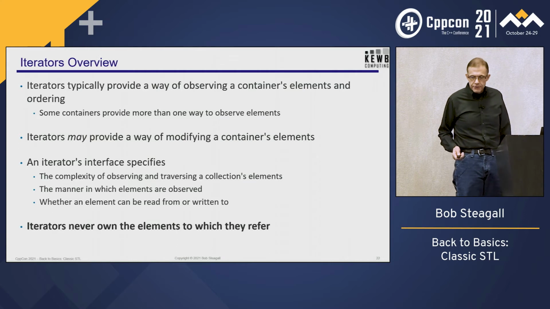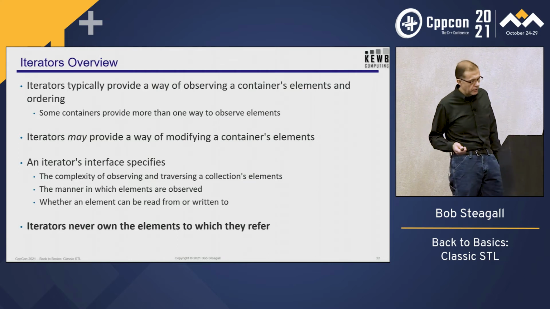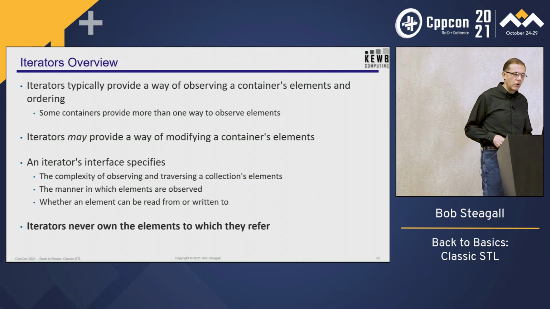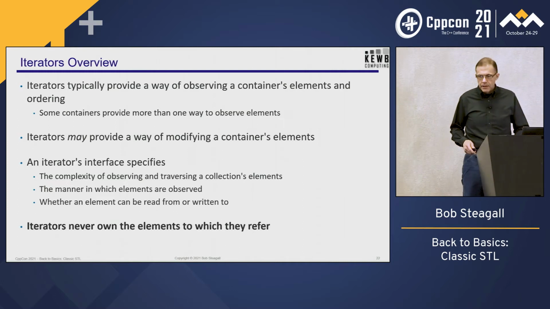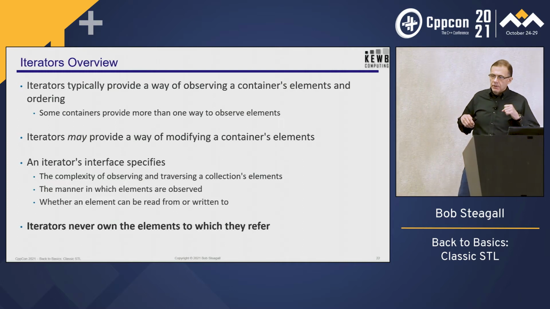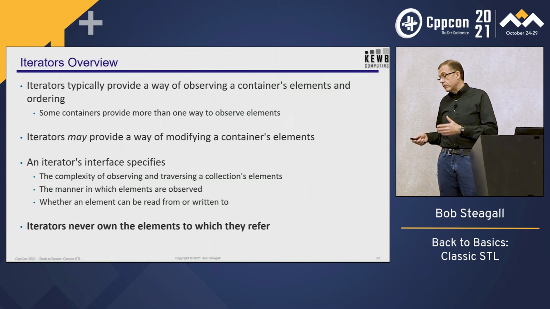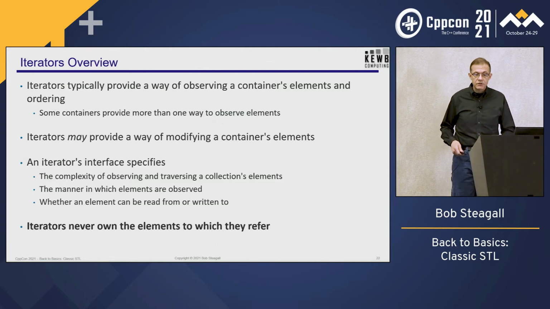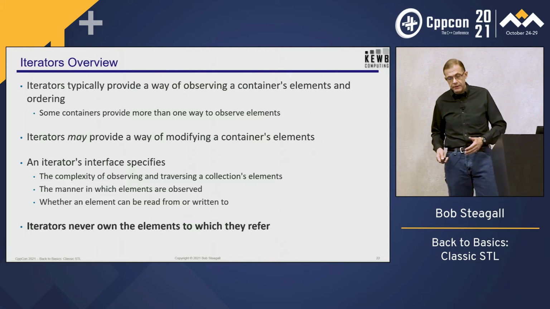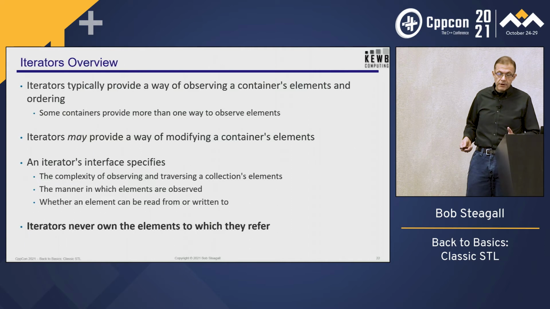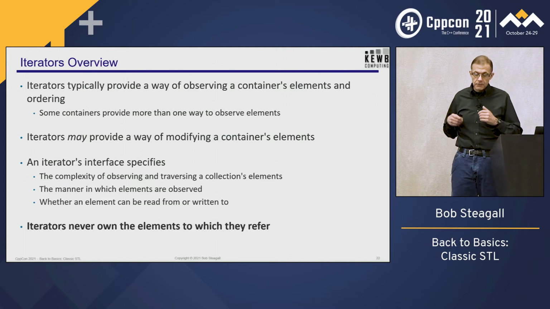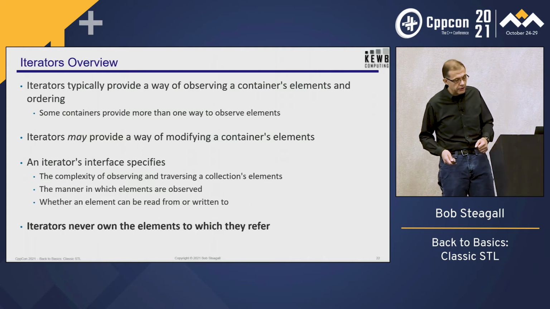And the converse of containers owning elements is that iterators never own the elements to which they refer. They are, in a sense, pointers. They are conceptual pointers. Sometimes older implementations of vector, for example, used to actually use raw pointers as iterators. So pointers actually implement the random access iterator interface.